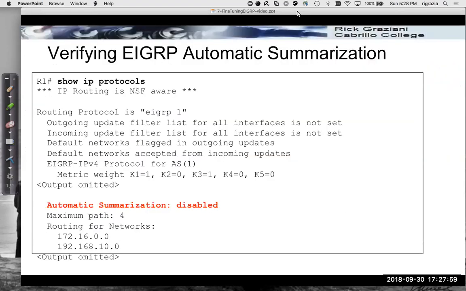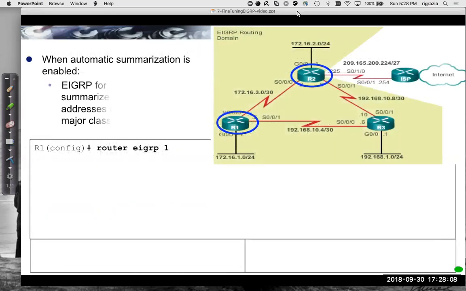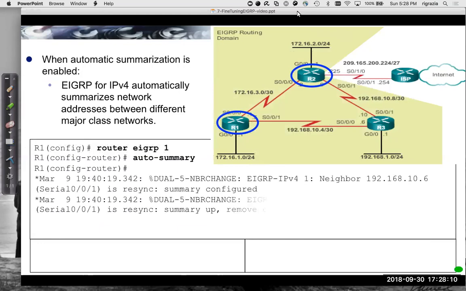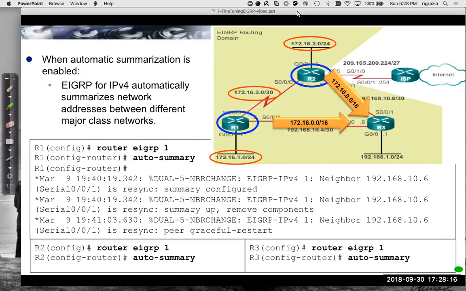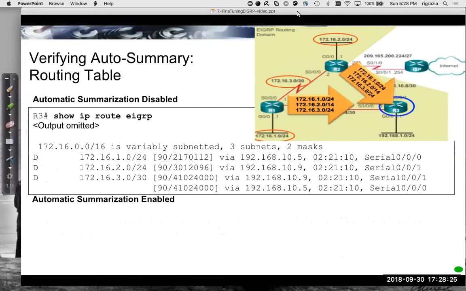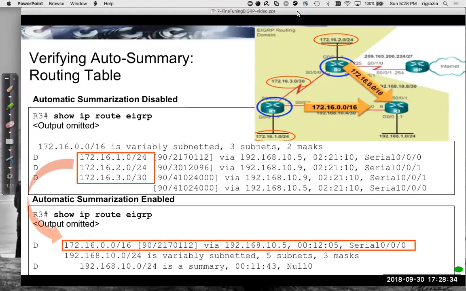Okay, and we can actually see that on R1. Right now it is configured, automatic summarization is disabled, which is now the default. Okay, if we enable automatic summarization using the auto-summary command, and we normally would do that on all of our routers, now router R3 is going to receive a summary instead of the individual subnets. So this is what R3's routing table looked like prior, and this is what it looks like now. It is receiving only a single /16 instead of multiple /24s and a /30.